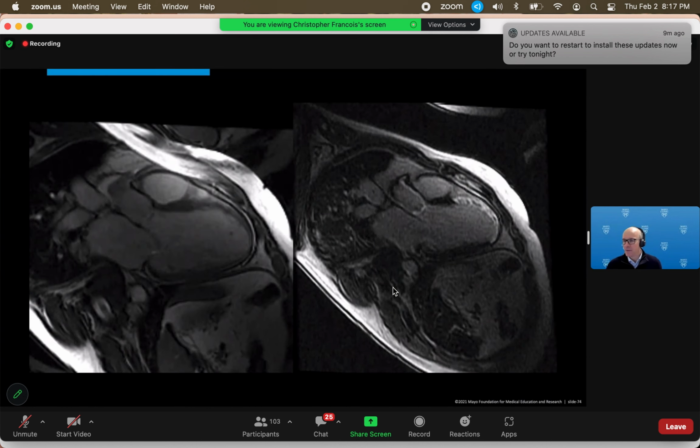This is a 35-year-old who presented with chest pain, very similar to that previous patient. This is a cardiac MRI. The cine images show global severe hypokinesis and akinesis of the anterior septum and apex. On the late gadolinium enhancement images, we have transmural enhancement in that anterior septum and true apex. That enhancement is transmural. This is a transmural infarct.